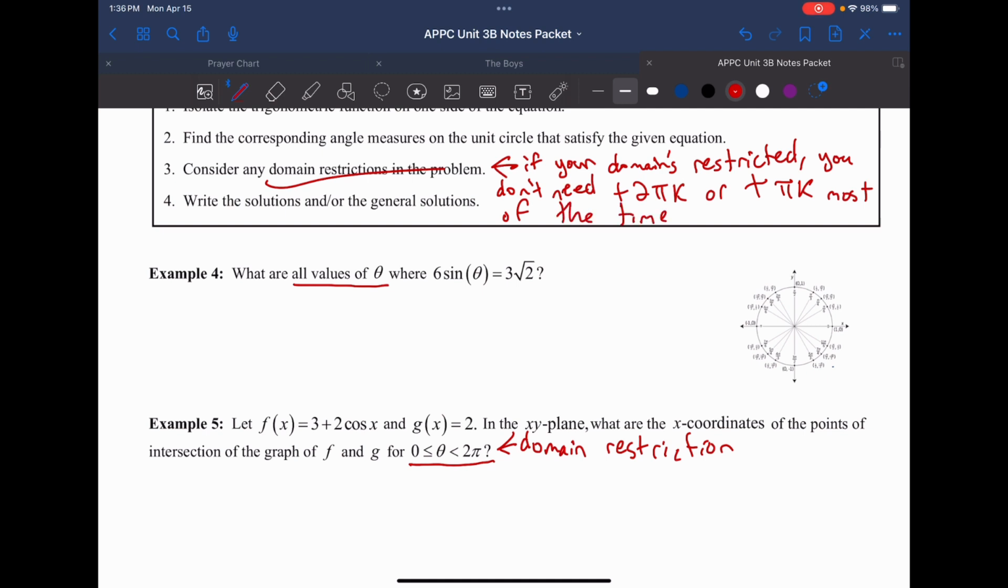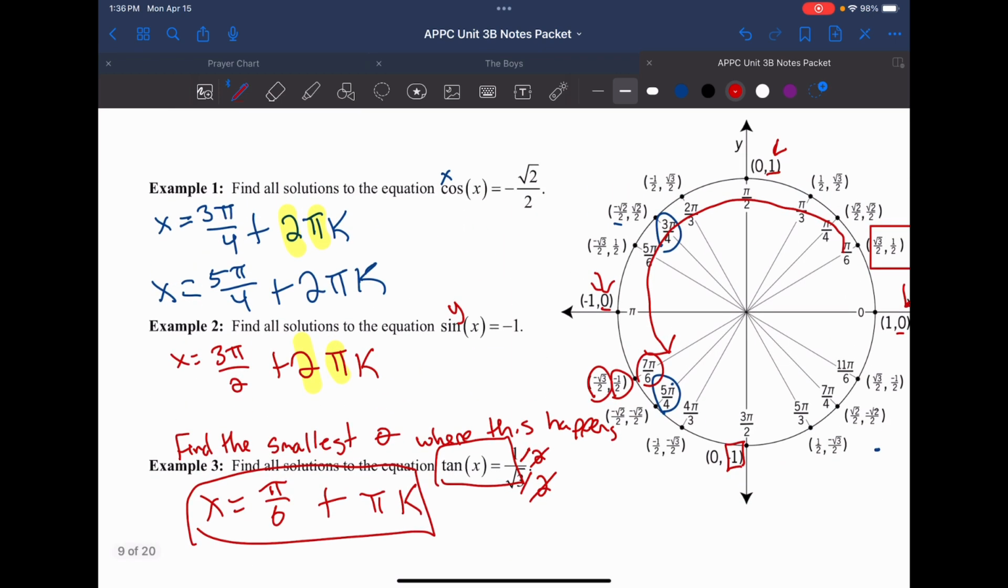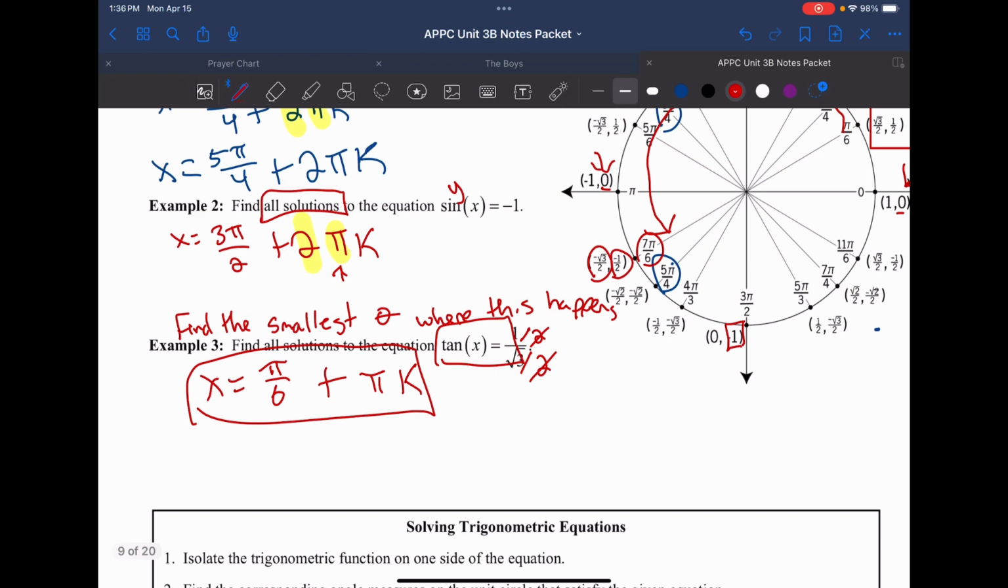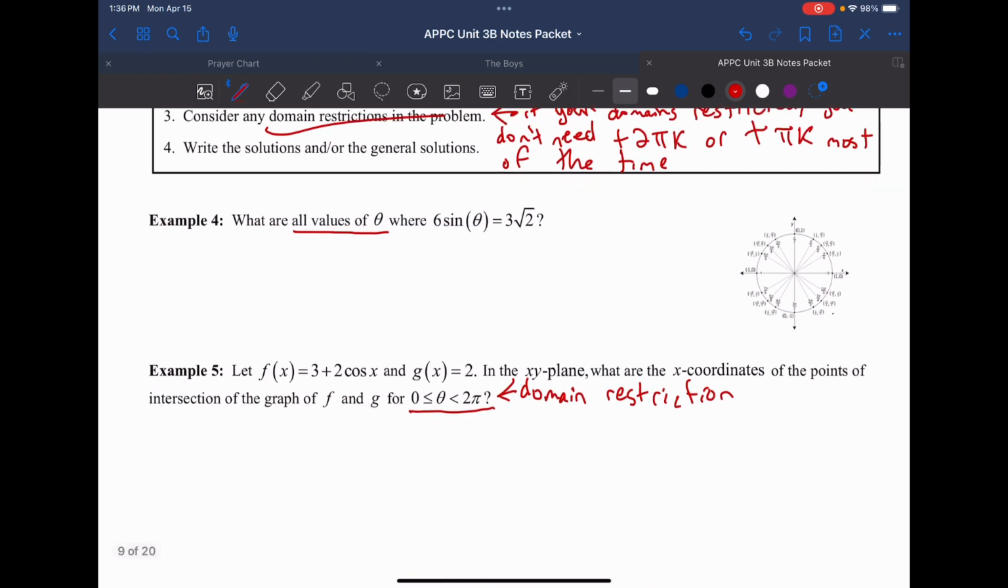What that means is, where we wrote the general solution, because this is saying find all solutions, I wrote plus 2 pi k for sine and cosine, and on example 3 it says find all solutions, so that's why I wrote plus pi k. But on example 5, for example, it just wants the solutions that are basically all the pi values that are on the unit circle, so I only need to write that. I don't need the plus pi k. Let's see what I mean.